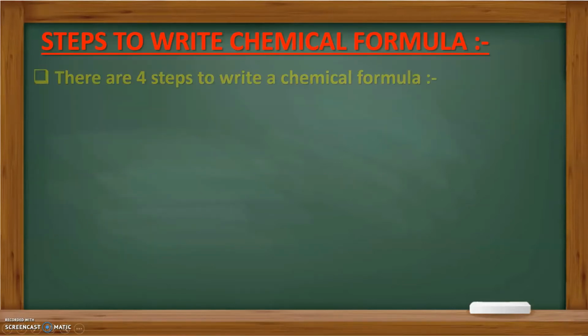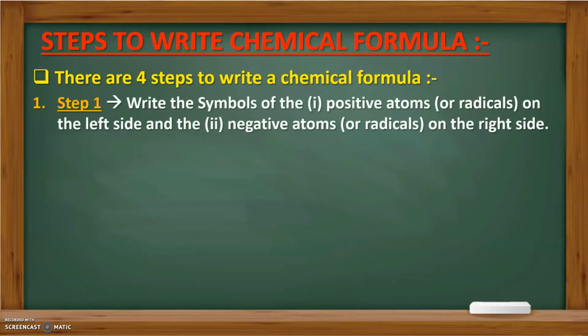Now I'll tell you the steps to write a chemical formula. There are mainly 4 steps to write a chemical formula. Step 1. We have to write down the symbols of the atoms of the elements, in which the positive atom should be on the left side and the negative atom should be on the right side.